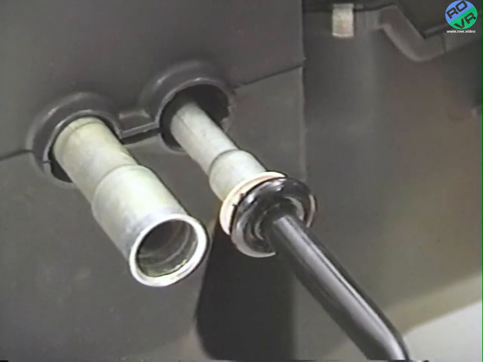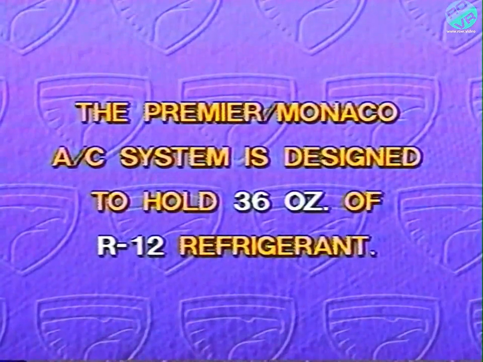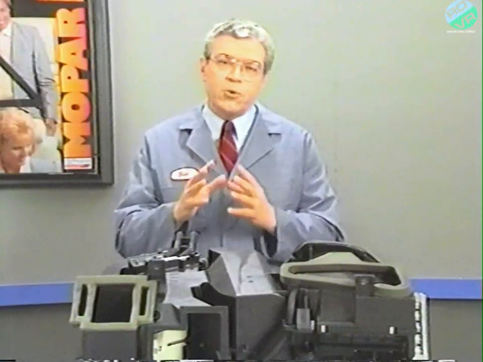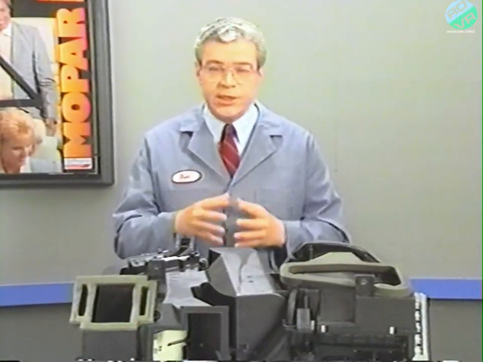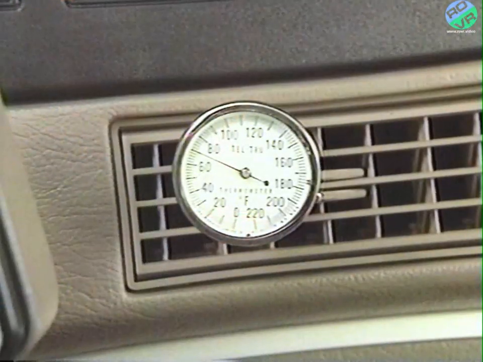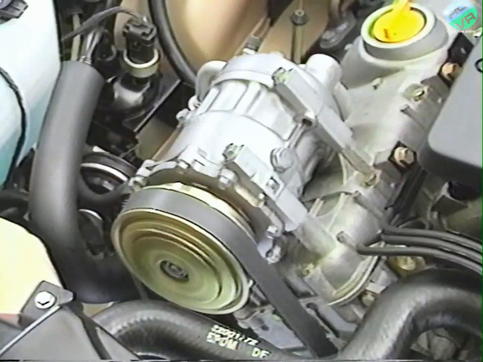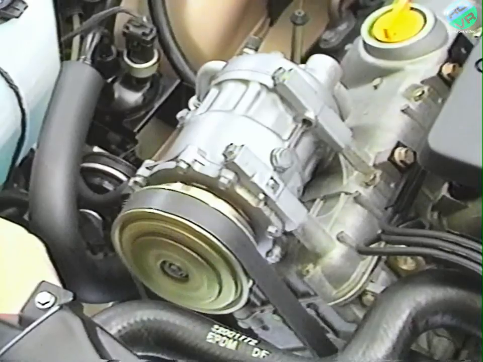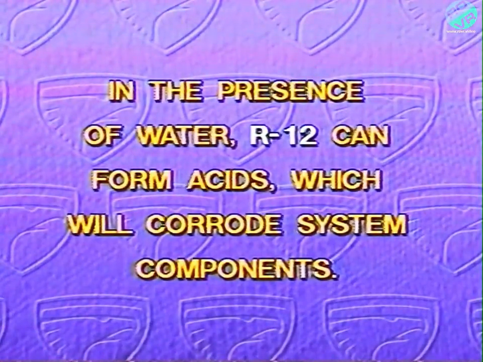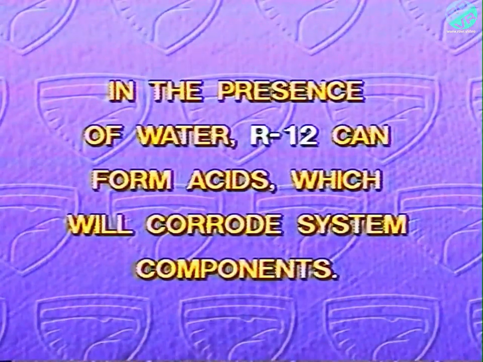the connection is secure. The Premier and Monaco AC system is designed to hold about 36 ounces of R12 refrigerant. It's important that the right amount of refrigerant is in the system, and the refrigerant is kept free of moisture. If there is too little refrigerant, the system will not cool the interior of the car properly. If there is too much, damage to the AC system components can result. In the presence of water, R12 can form acids, which will corrode system components.